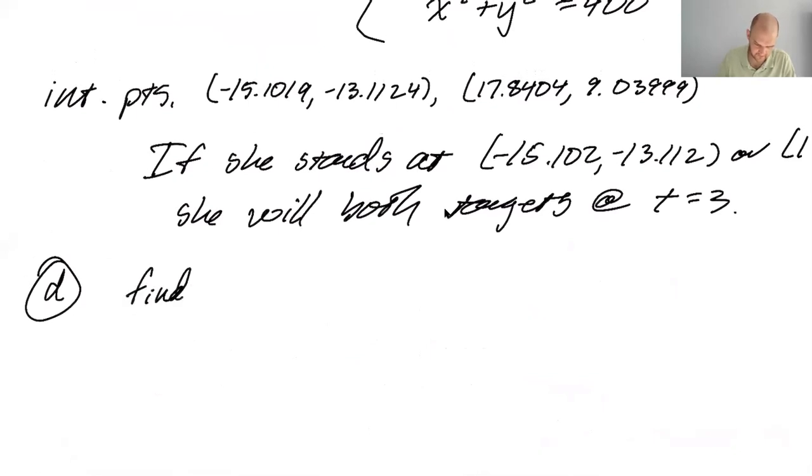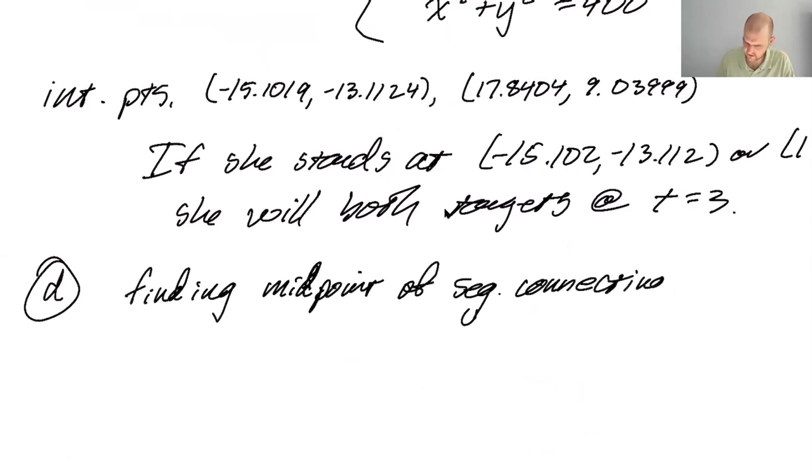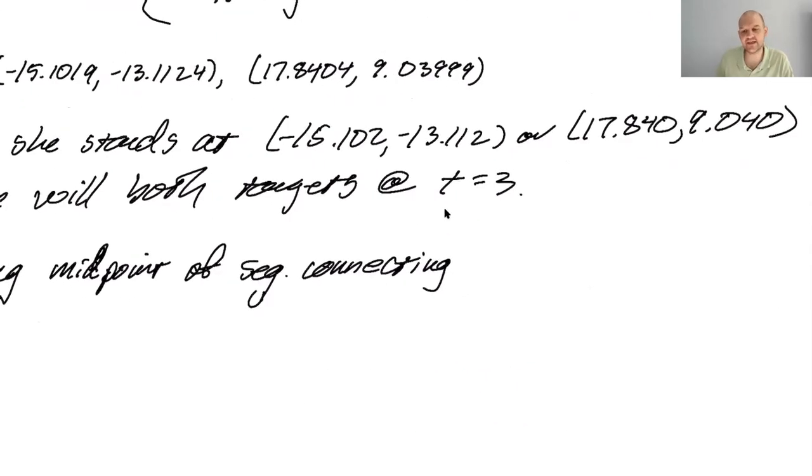So we're just finding the midpoint of the segment connecting, I forgot how to make a G there for a second. Connecting. I think I type SEQ. I write SEQ a lot for sequence, so that was weird. T1 and T2.